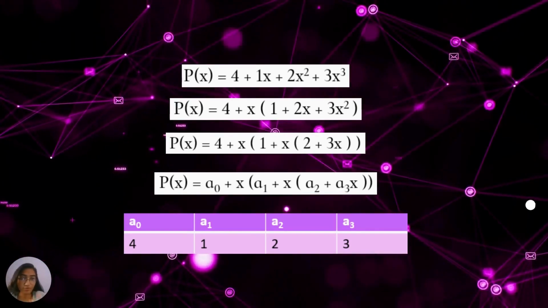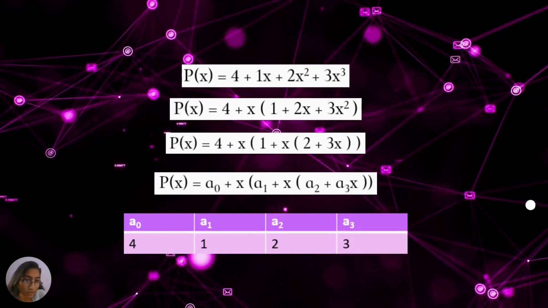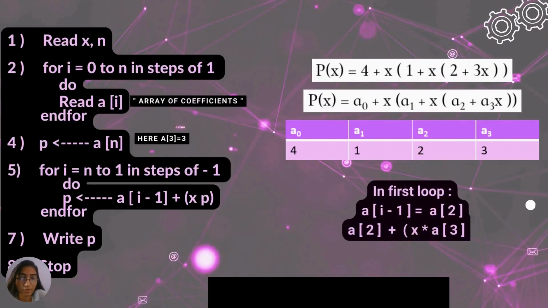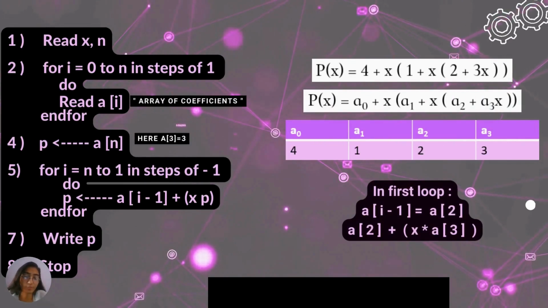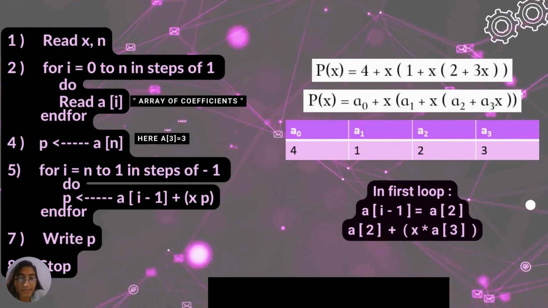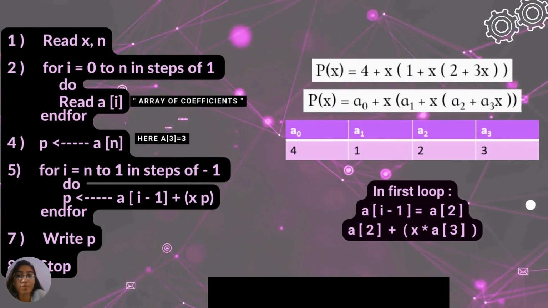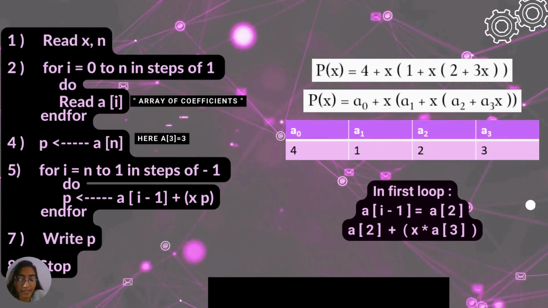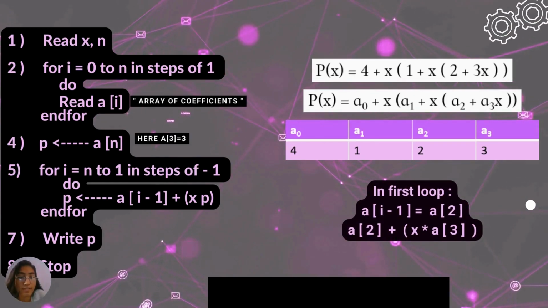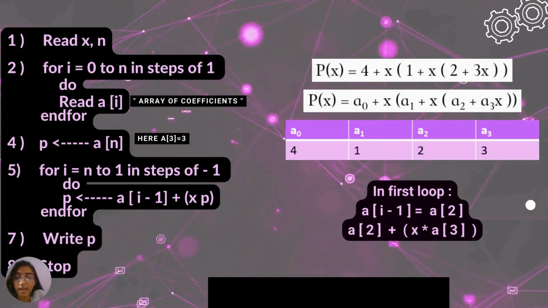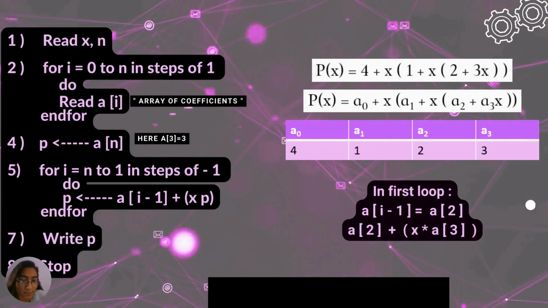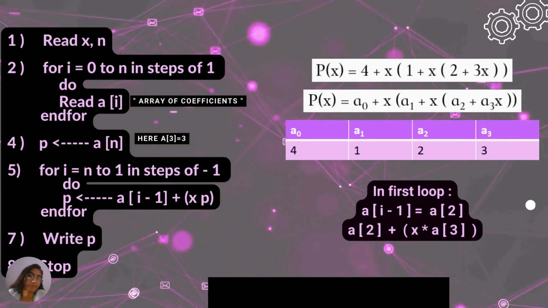Now let's come to the most awaited part, developing the algorithm for this brute force method of evaluating a polynomial. In this brute force method, first we will take two inputs: x, the value at which we are evaluating the polynomial at a particular point, and the degree of the polynomial, that is the highest exponent in that expression.